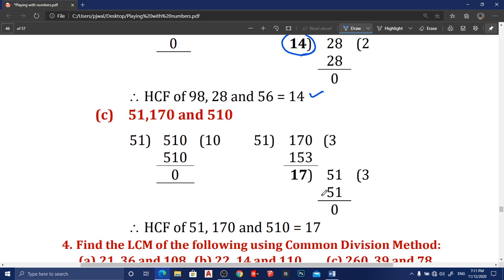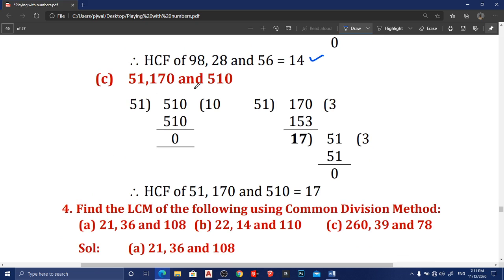Next, 51, 170 and 510. So you can divide 510 with 51 easily 10 times. So 51 tens are 510, 0. Now you divide this 170 with 51. So 51 maximum 3 times, 153 you are getting, 17 is the remainder. Now you divide this 51 with 17, 17 3s are 51, 0. So since you are getting 0 here, 17 is the HCF.